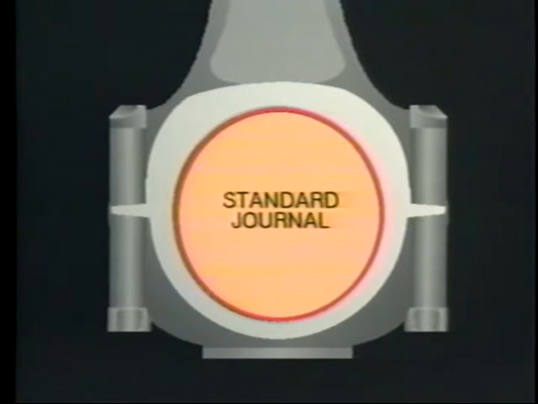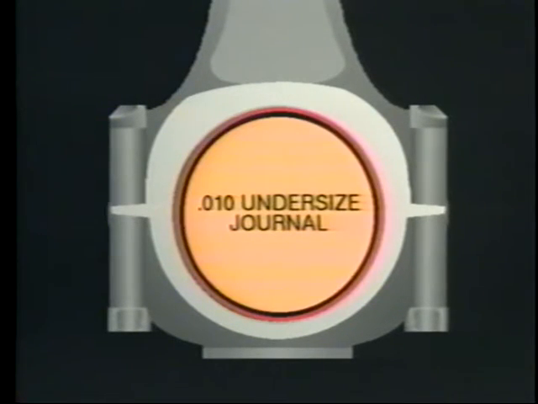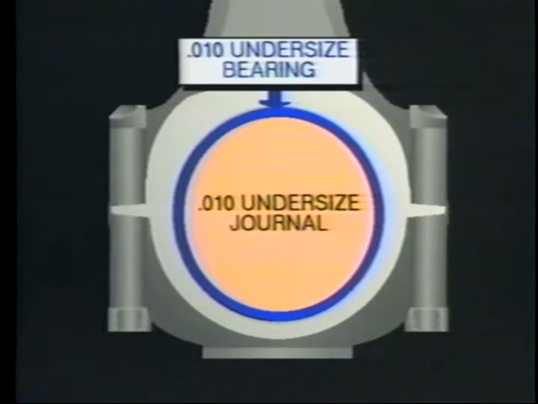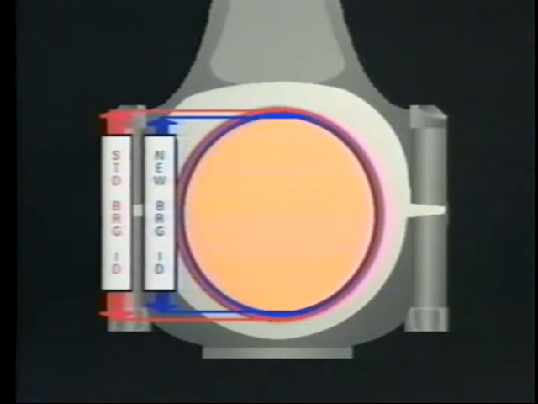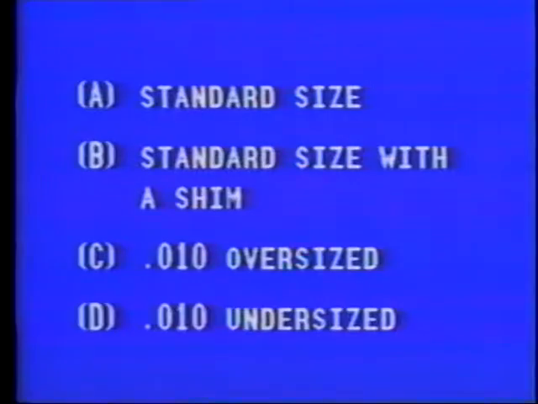If a rod bearing journal is cut 10/1000ths of an inch, it's now undersized. A 10/1000ths undersized bearing should be used. When the bearing is installed in the rod, its inside diameter will be 10/1000ths of an inch smaller than the standard size. This is why it's referred to as undersize. The correct answer is response D.